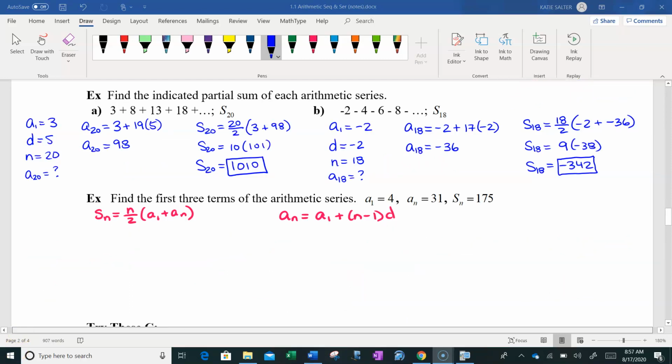Looking at the pieces we have, we are going to have to actually start with the summation formula this time to figure out how many terms are in this sequence or this series. So we're going to substitute in what we have. We have that the sum of the first n terms is 175. We don't know what n is. We know that the first term is 4 and the nth term was 31. So we work that out. That is going to give us 175 is equal to n divided by 2 times 35. So I'm going to go ahead and actually divide by 35 on each side first.